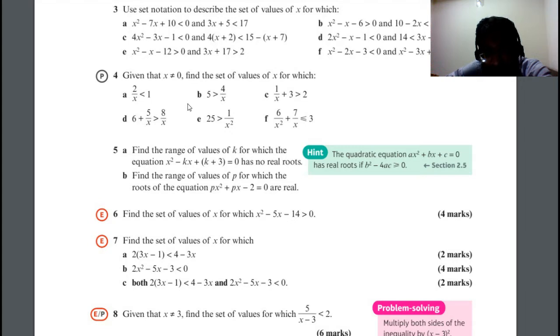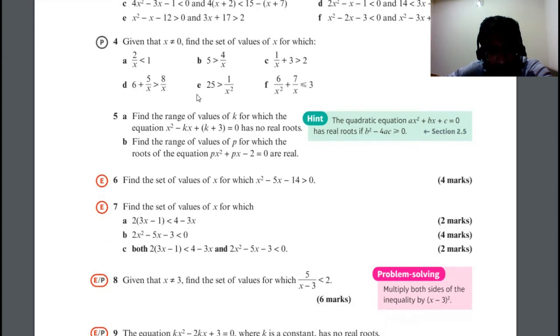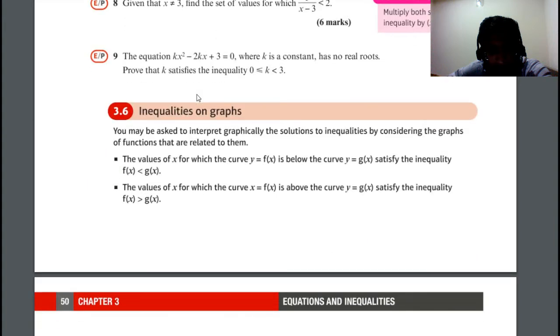X is not equal to 0. Y is equal to f of x, y is equal to g of x. If f of x is below g of x, then it means f of x is less than g of x. If f of x is above g of x, it means f of x is greater than g of x.